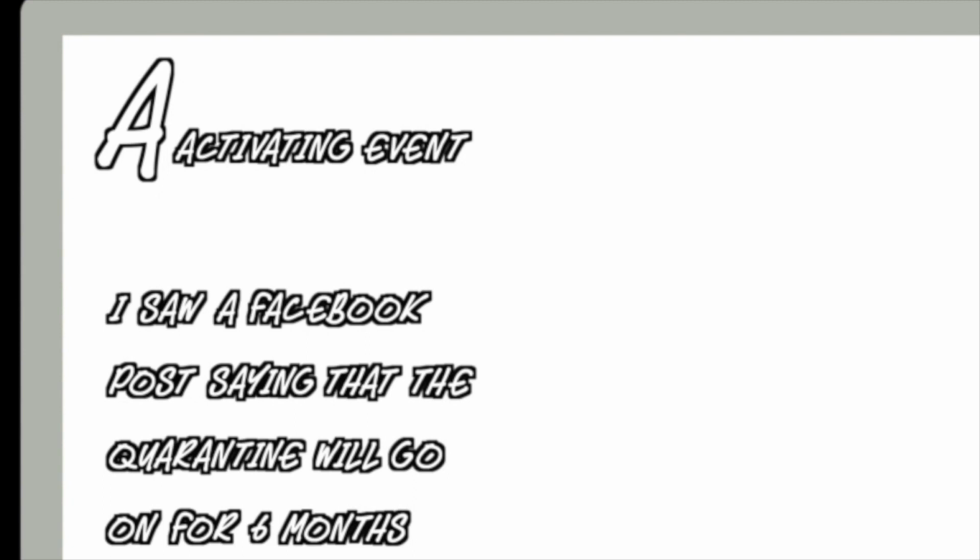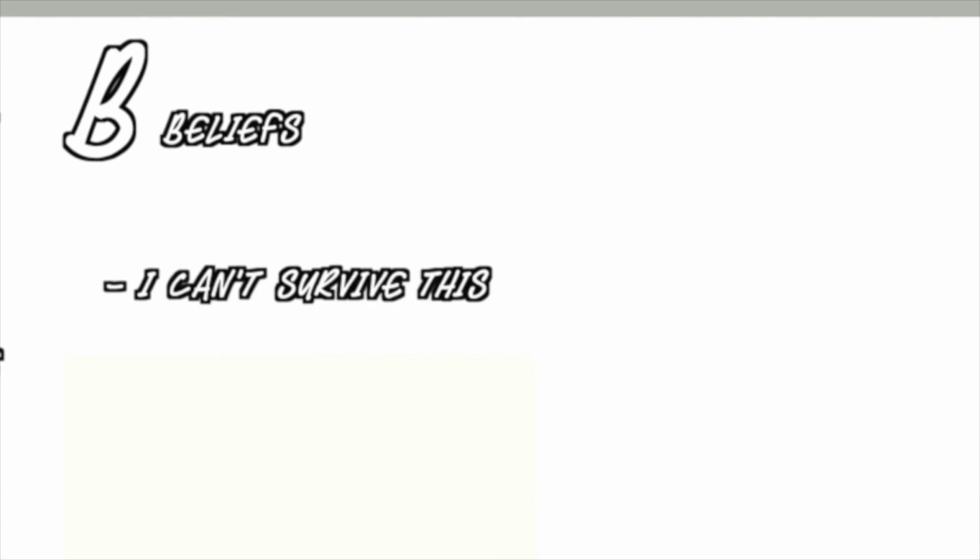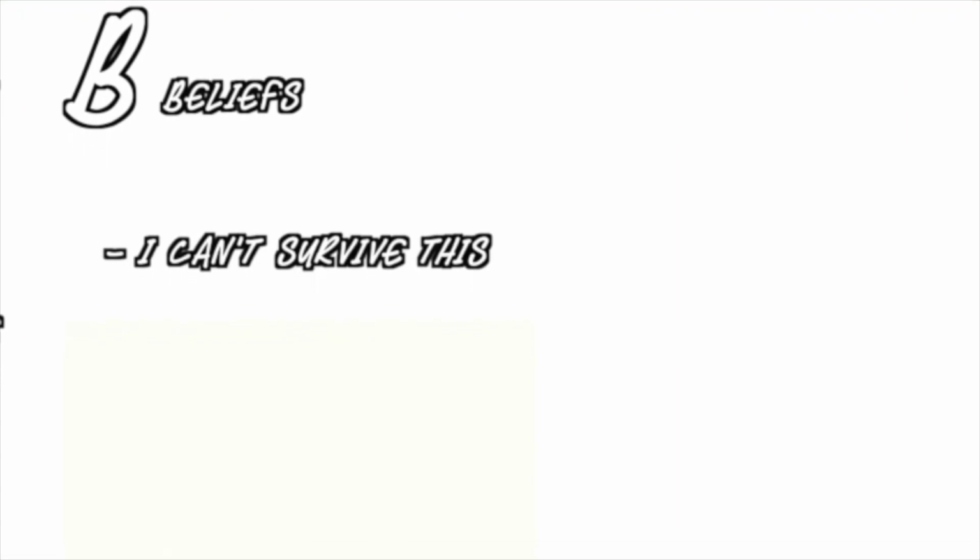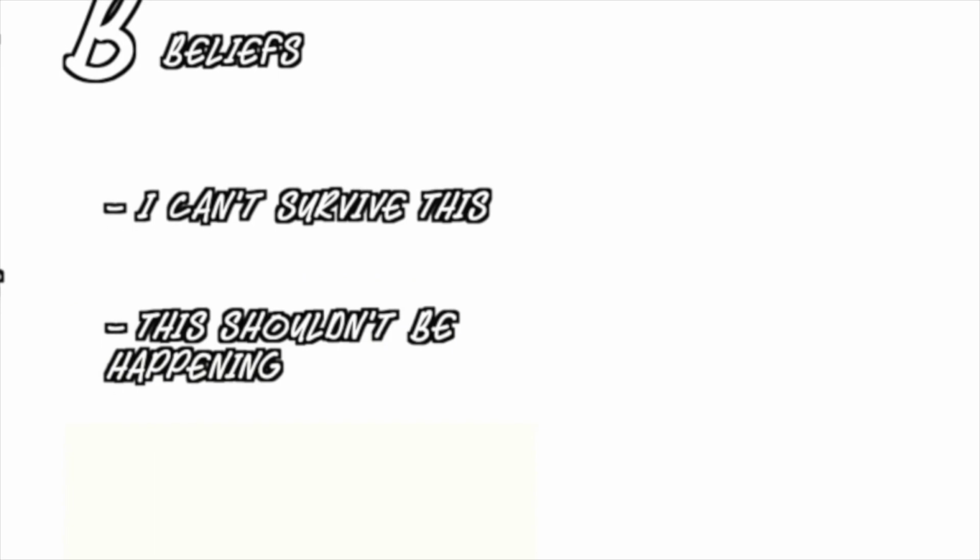Okay, so let's look at an example of how we use the ABC tool. A, the activating event in this example that I'm going to use, is that I saw a Facebook post saying that the quarantine will go on for 6 months. That's just objectively what happened. That is my trigger. B, the beliefs, the meaning I make of A or my interpretation of A, are all the things that I say in my head, non-verbally, about A.